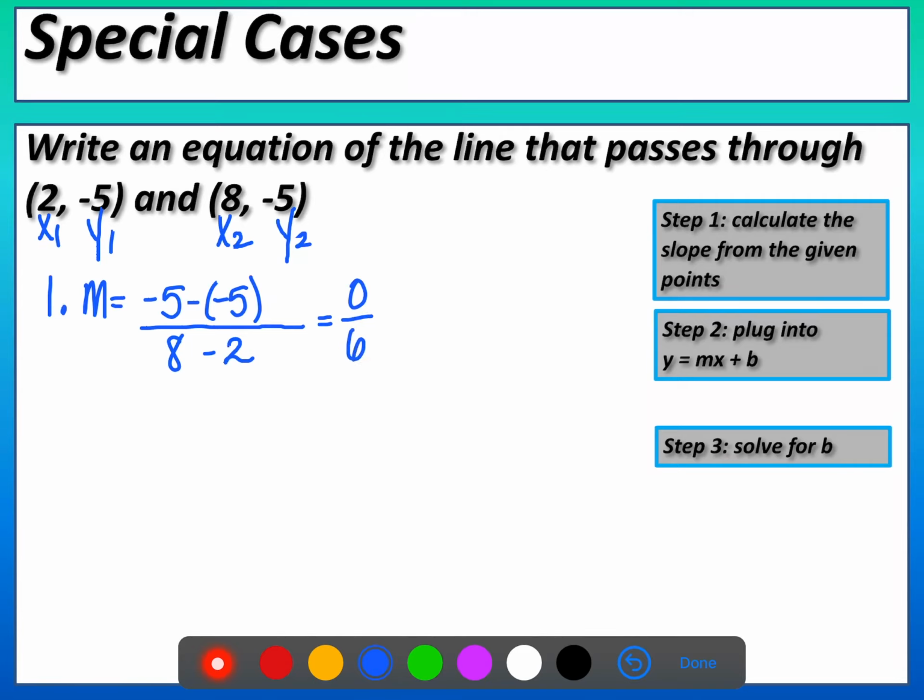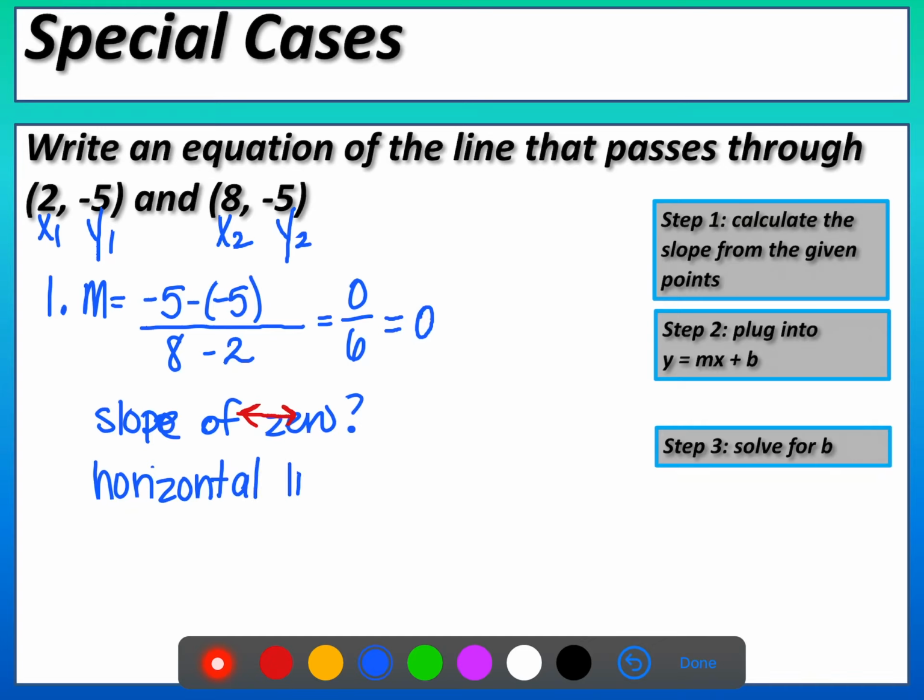Okay, so I end up with 0 over 6 this time. So 0 on the top is okay. That just means that it equals 0. So what kind of line has a slope of 0? Okay, remember our trick. The zero has a horizontal line in it. And what does the equation of a horizontal line look like? It's y equals a number.